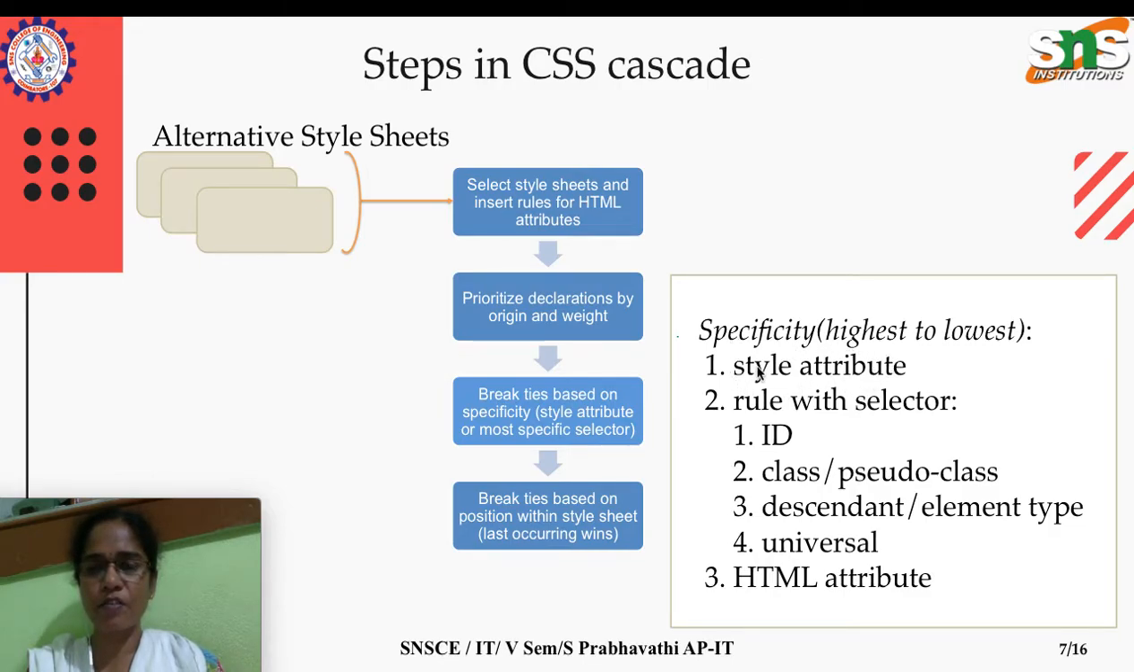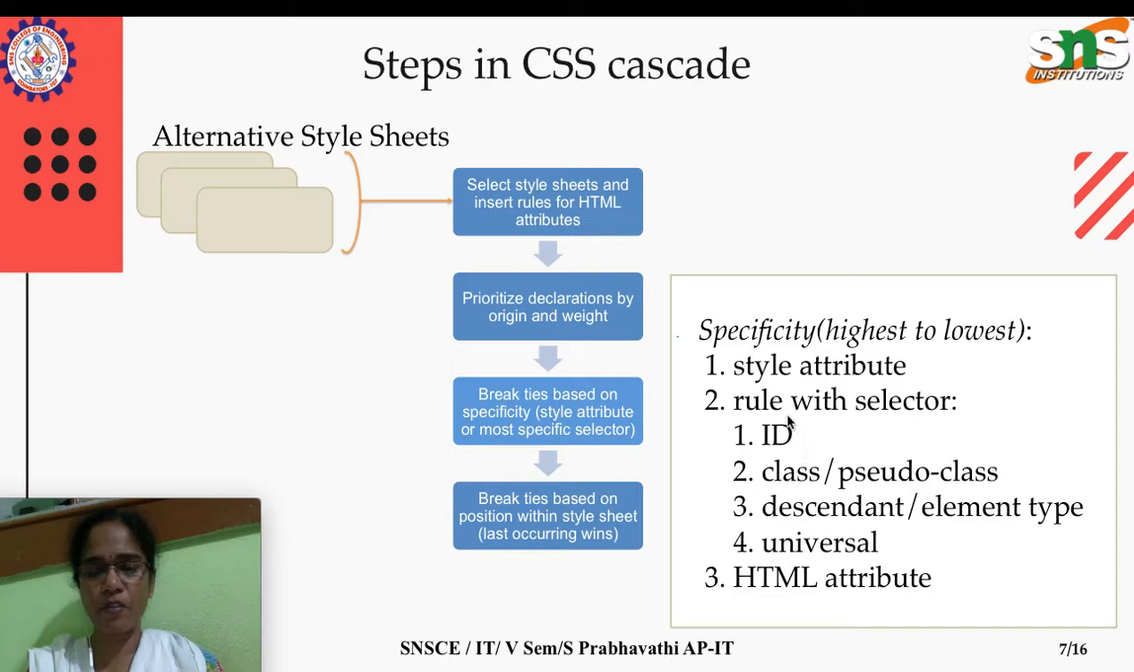That style needs to be rendered by the browser. For example, take an h1 element. In the style attribute, h1 style is equal to color red, and in the external file I also have h1 open and close curly braces, color is equal to pink. So which style has to be applied for h1? It means the priority goes to the style attribute, followed by rules with selectors.